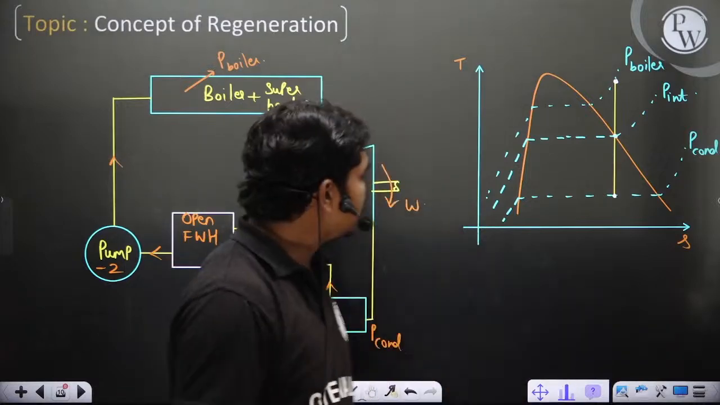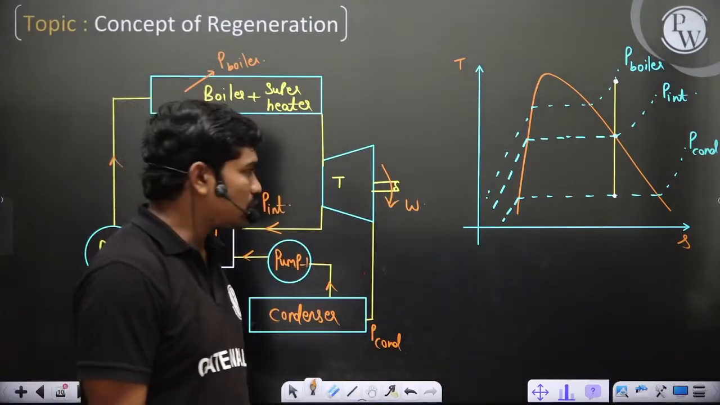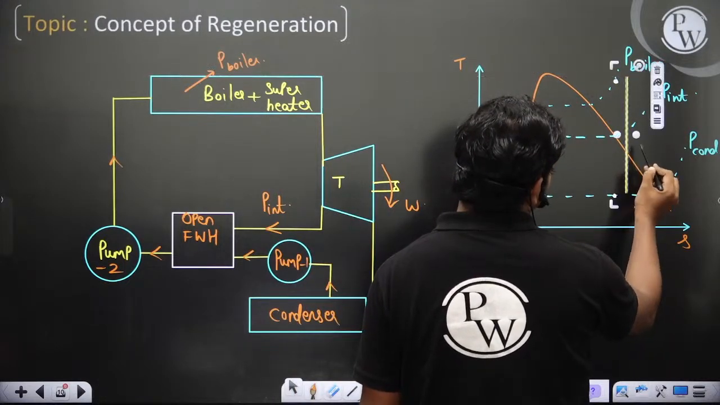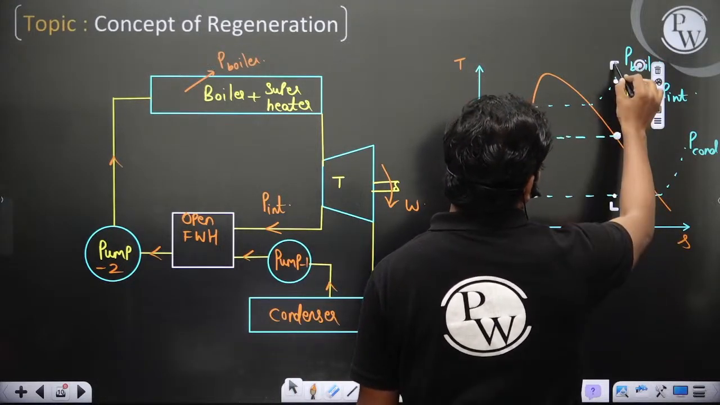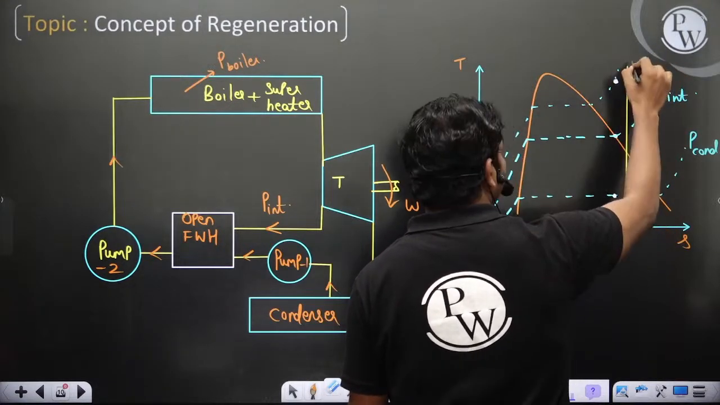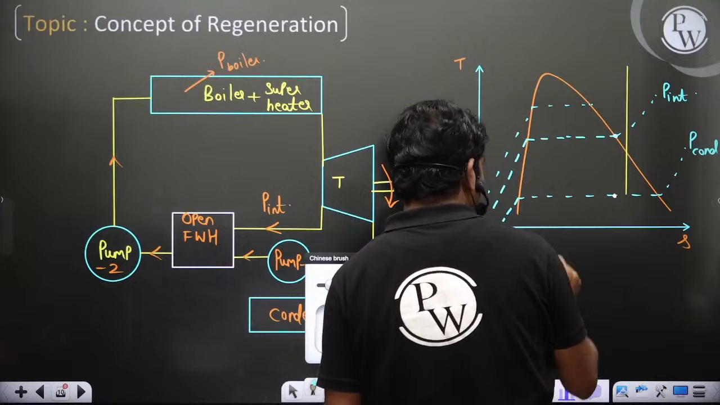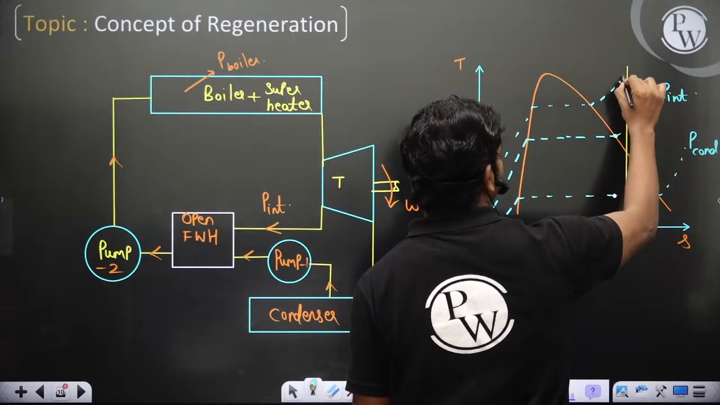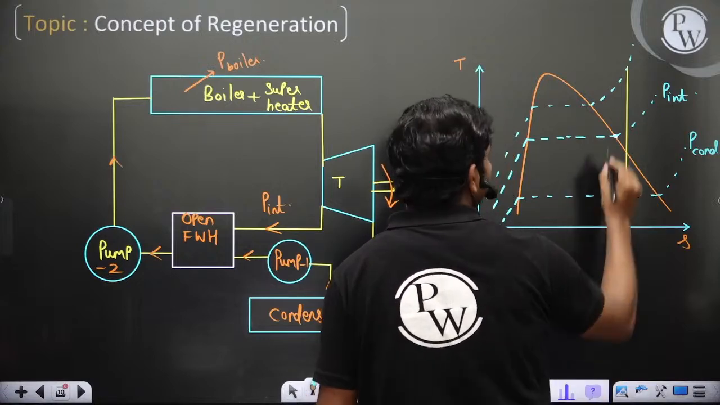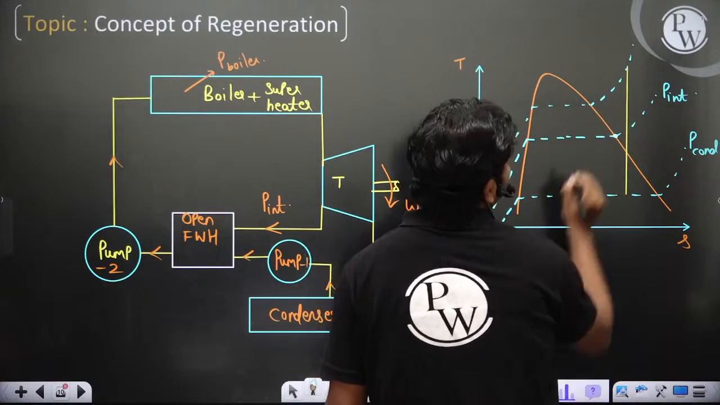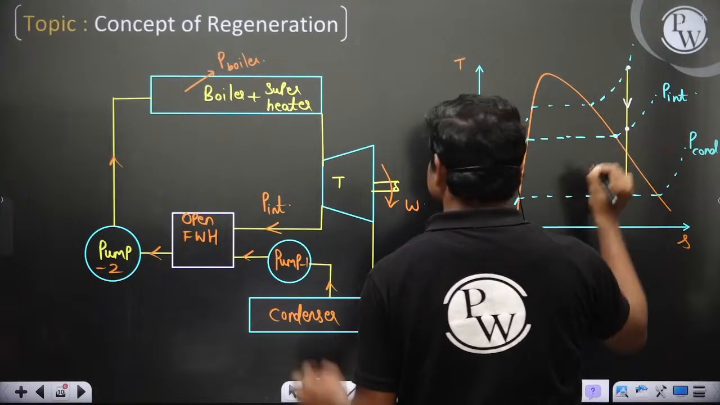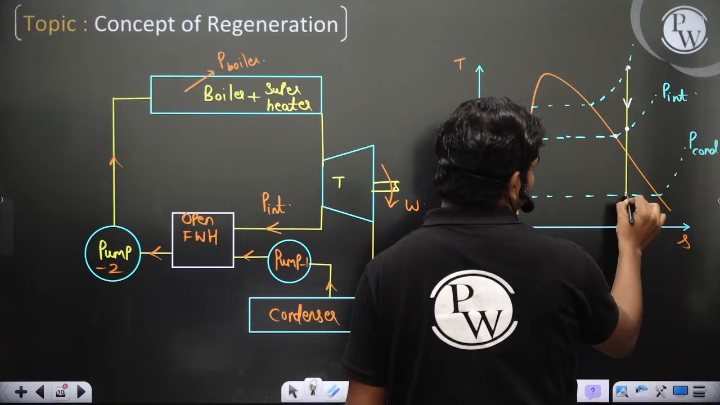Okay, now let's see how to draw the TS diagram. That's the main story. This point need not be exactly here, maybe somewhere here also, doesn't matter. So this point may go something like this, and this point here may not be here. Now let's see what we have. This is the inlet to the turbine, and at this point you are taking out some steam. Okay, and here it's linked.